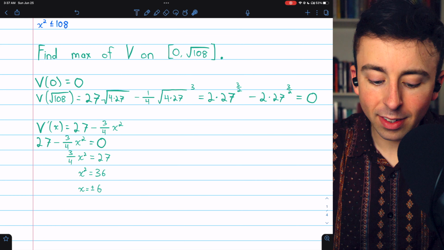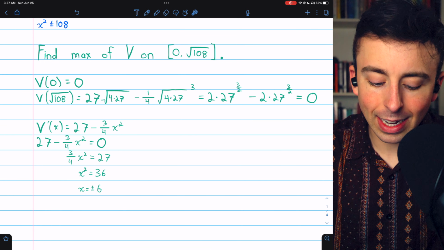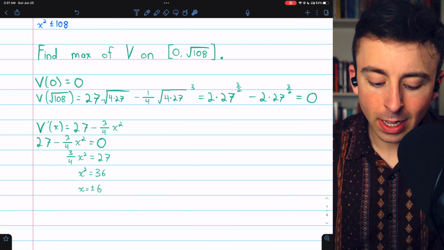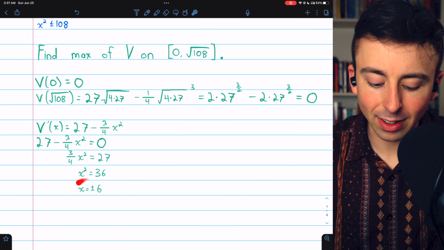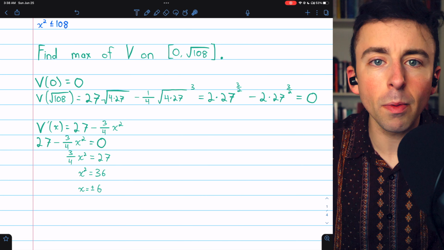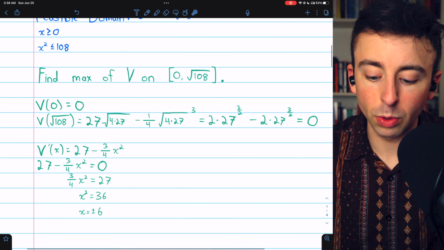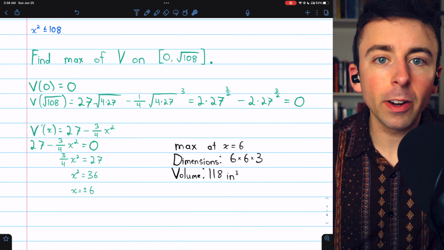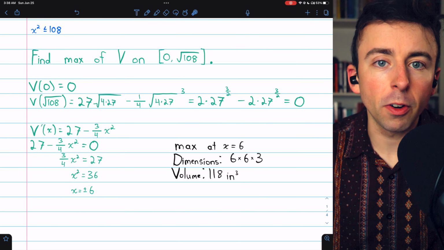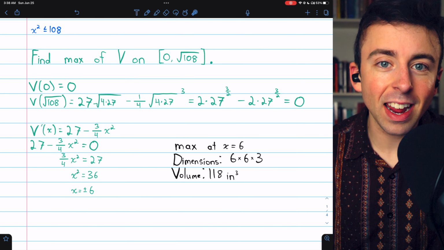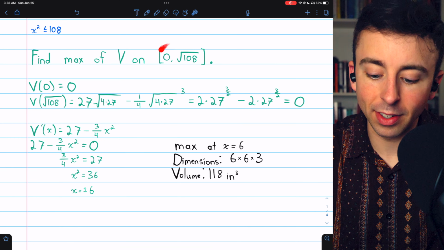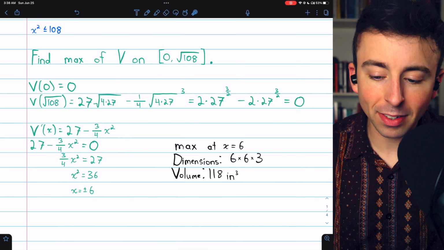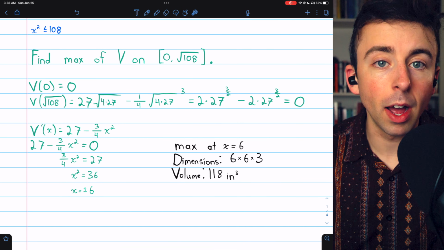This is defined everywhere. So all we have to do to find critical points is set it equal to 0 and solve. Setting it equal to 0 and then adding 3/4 x squared to both sides gets us here. Divide both sides by 3/4 and take the square root. X is equal to plus or minus 6, although of course it's only positive 6 that's in the allowable domain. And now we just have to make our conclusion. By the extreme value theorem, we know that our volume function has to have a maximum and a minimum on this interval. The maximum obviously is not 0, so the maximum must occur at x equals positive 6.